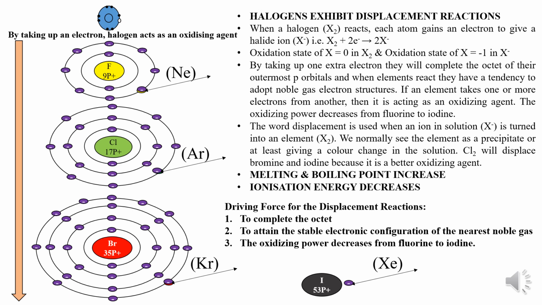So in case of fluorine, the nearest noble gas is neon. In case of chlorine, the nearest noble gas is argon. In case of bromine, the nearest noble gas is krypton. And in case of iodine, the nearest noble gas in the periodic table is xenon.